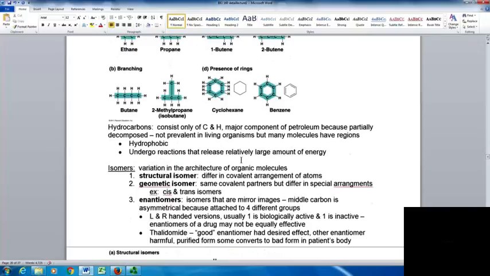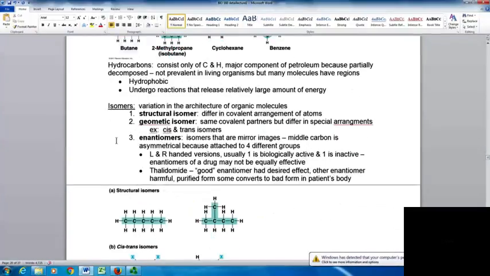They're a major component of petroleum because partially decomposed organisms are going to contain a lot of hydrocarbons. They're not prevalent in living organisms, but many of the molecules have regions that are hydrophobic or undergo reactions that release relatively large amounts of energy. So one of the reasons that we burn petroleum products is there is relatively large amounts of energy held in those hydrocarbon bonds. So we get a lot of heat for the amount of substance that we're burning.